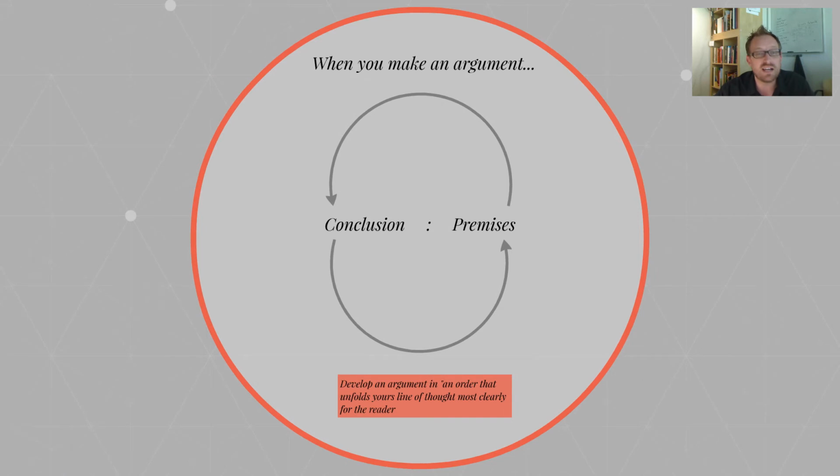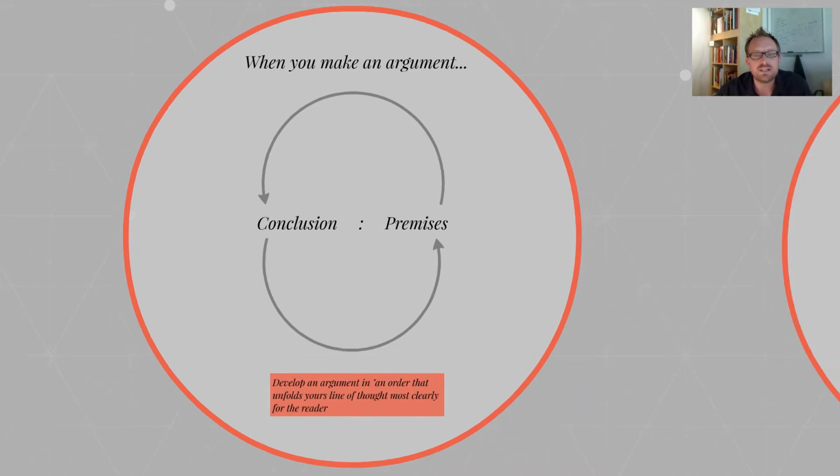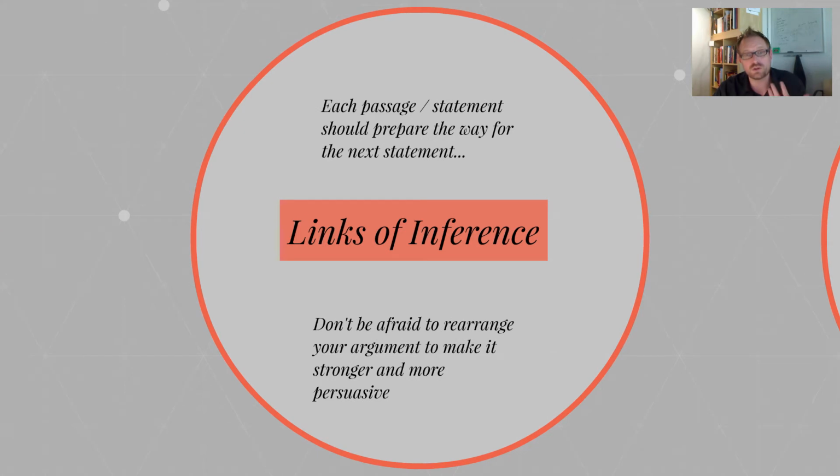And some of that's because a lot of times when people make arguments, they're not exactly sure what their reasons are until they give them. So to be a good thinker here, you need to develop your arguments in an order that makes sense. Okay? Now, this means that each passage, each statement in your argument that you make needs to somehow prepare the way for the next statement. I'm calling this a link of inference, right?